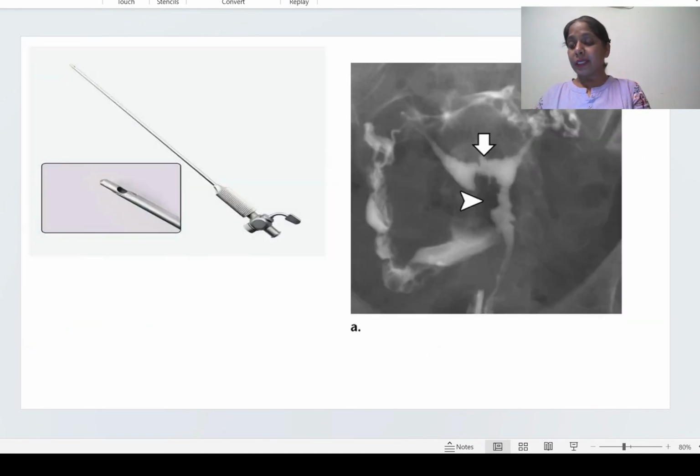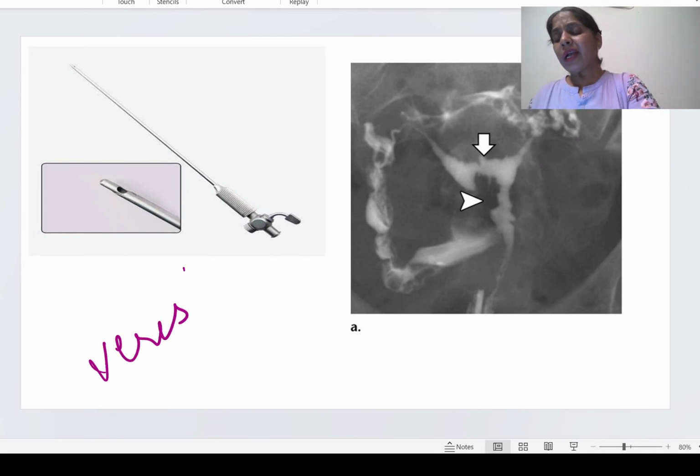Let us see another image which can come in your exam. This is the Verres needle. We already studied in laparoscopy that we inflate the gas. So it is inflated by the Verres needle.